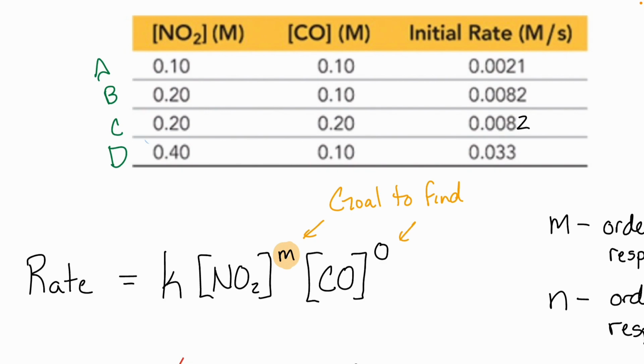All right, and there's actually three. You could pick any combination of these three and it would work. But A, B, and D all have the same concentration of carbon monoxide. So if I pick any combination of those, I would get the correct answer for m. A and B, A and D, D and B, any one of those would work because in those cases my concentration of carbon monoxide is not changing and my nitrogen dioxide is. Okay? So for the sake of all being on the same page, let's just pick A and B.